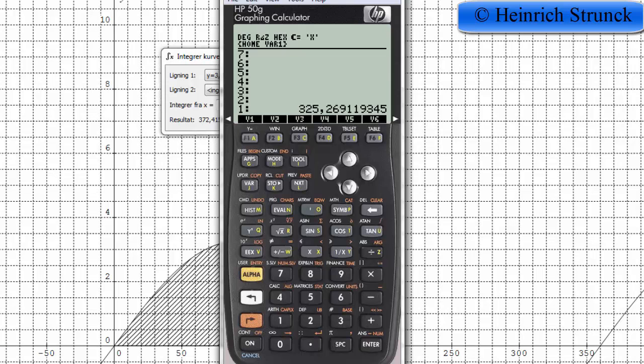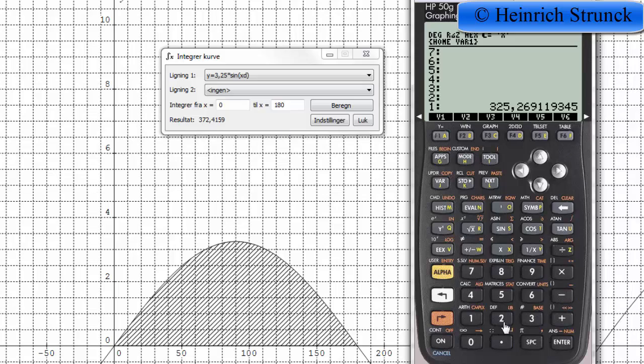Take a calculator and put in this number, 372.4159. That was the area, and then we have to divide by 180. So we have an average value of 206.9 volts, or 2.068 if we just take the numbers here on the y-axis. And now we want to find out if this number is the same as the formula described in the document.